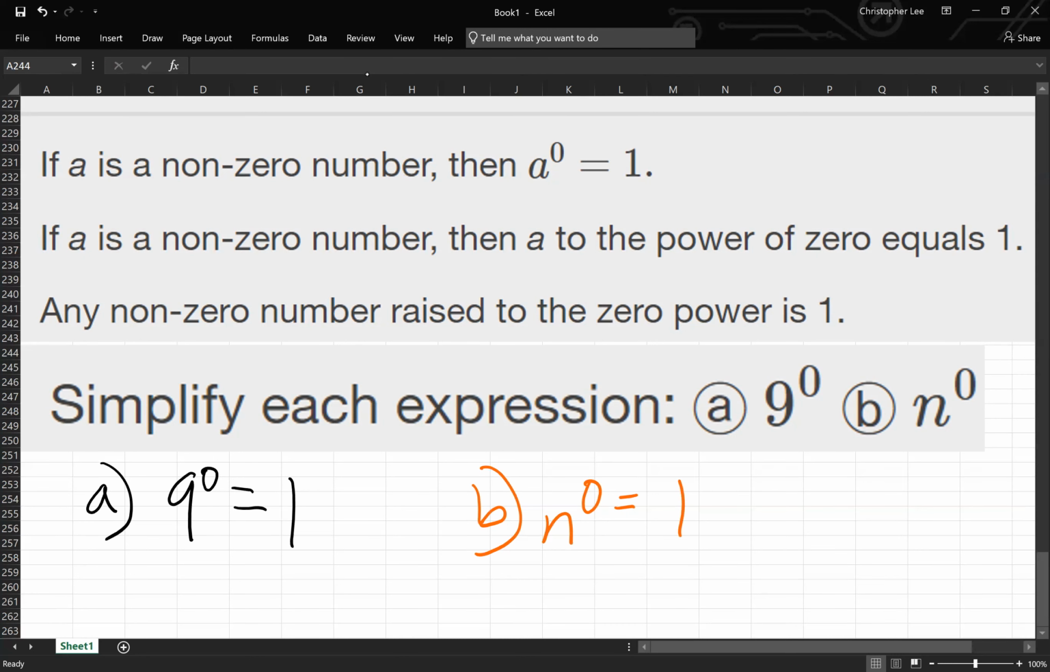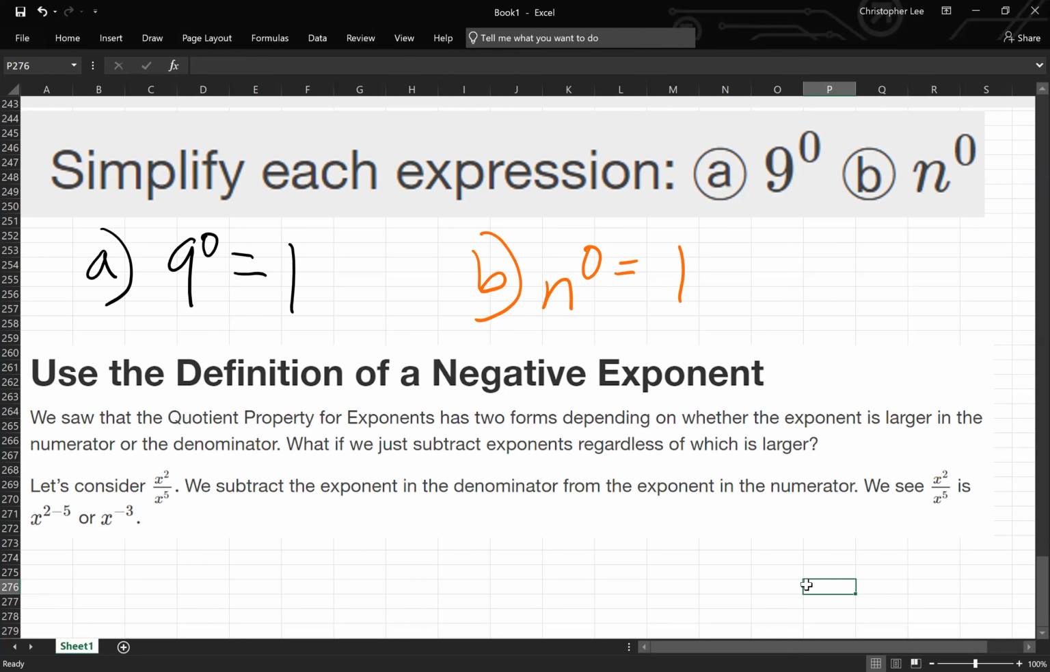So we want to use a definition of a negative exponent. We saw that the quotient property for exponents has two forms, depending on whether the exponent is larger in the numerator or the denominator. What if we just subtract the exponents regardless of which is larger? Let's consider x to the second power divided by x to the fifth. We subtract the exponents in the denominator from the exponent in the numerator. We see that x to the second divided by x to the fifth is x to the 2 minus 5 power, or x to the negative 3 power. We already know what's going to happen with that, right?